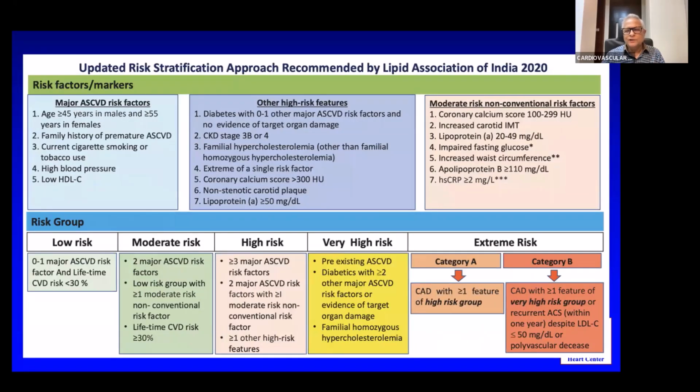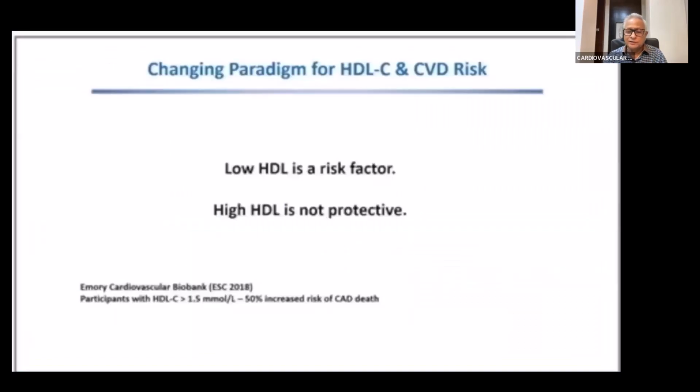In India, the Lipid Association of India has recommended an additional category because of the high risk of coronary artery disease in Indian South Asians. The extreme category is A and B. And it recommends that in category B, the LDL cholesterol should be less than 30 also. That is beneficial in reducing a second event after having coronary artery disease.